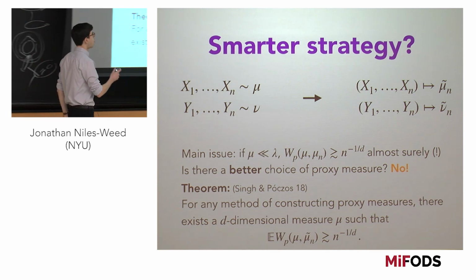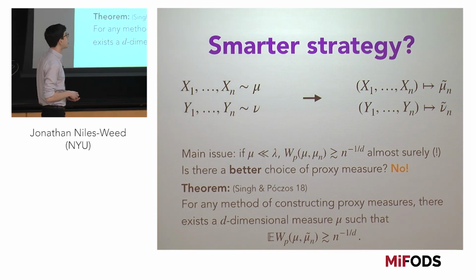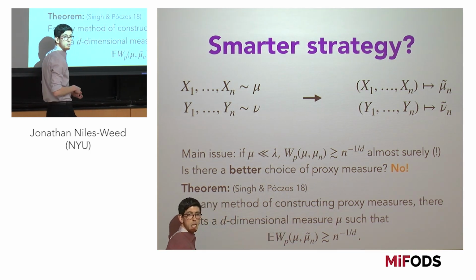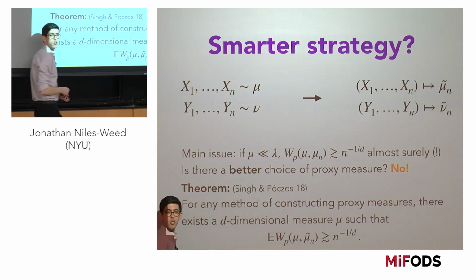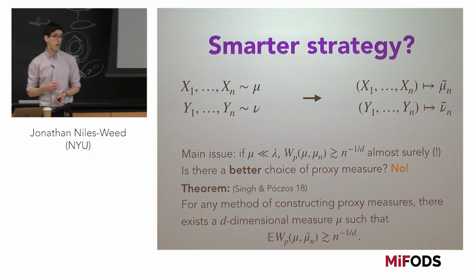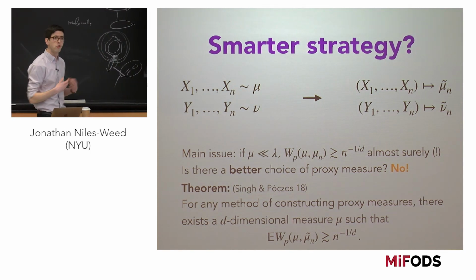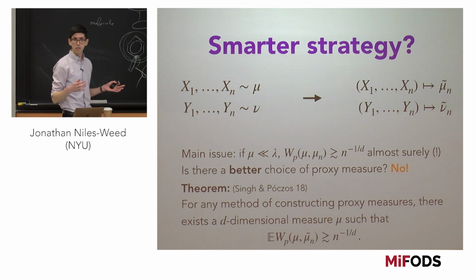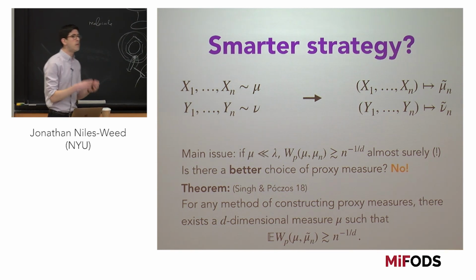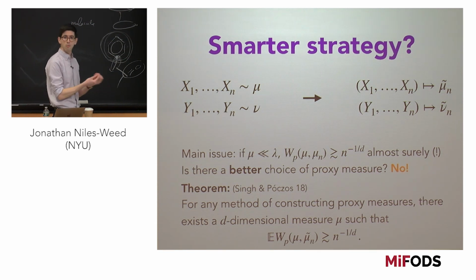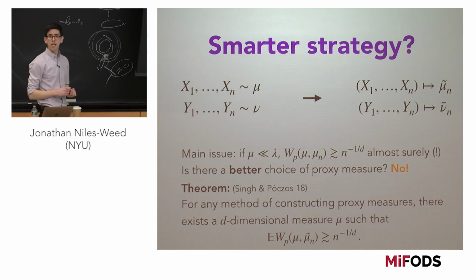But there's a strong lower bound due to Singh and Póczos from a few years ago that says that if the name of the game is trying to compute some proxy measure, mu tilde n, there's never anything I can do that will successfully manage to get closer than n to the negative 1 over d in general. So this is a minimax lower bound, saying that there's no procedure that's going to work over all possible choices of mu that live in my space. So if my strategy is going to be compute a proxy measure and then compute Wasserstein distances using that proxy measure, this lower bound says I can never do anything better than n to the negative 1 over d.